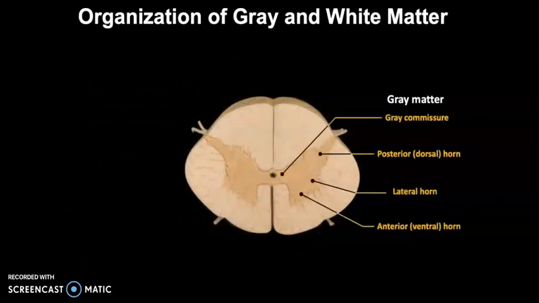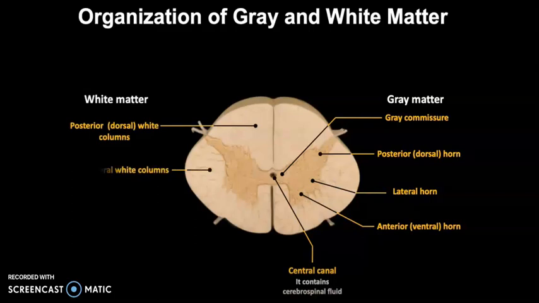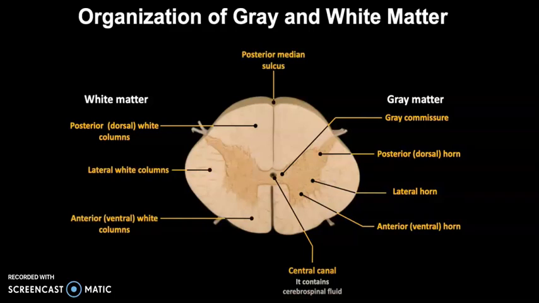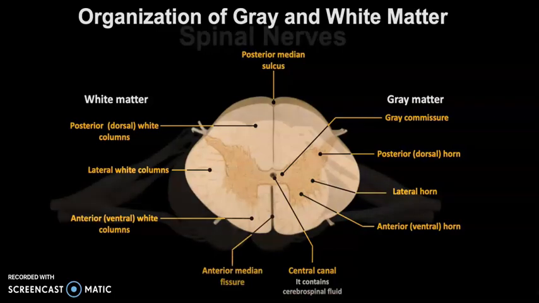This is the same information related to the organization of gray matter and white matter, but in this case, you do not have the relationship that the spinal cord has with the vertebrae. But you can still see that you have the same information. Gray matter is going to have the horns, the white matter is going to show the columns, and in the posterior side of the central canal, you're going to have the posterior median sulcus, and in front, you're going to have the anterior median fissure.